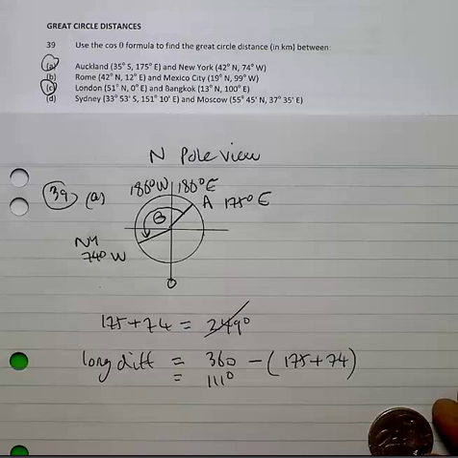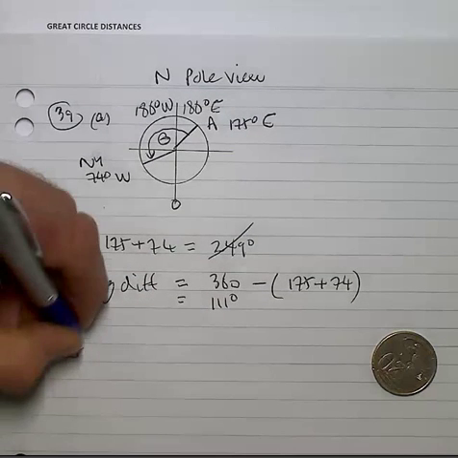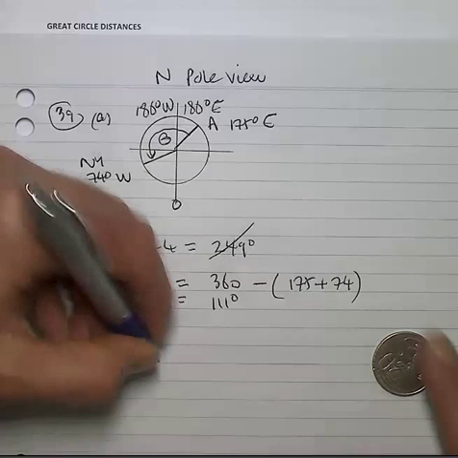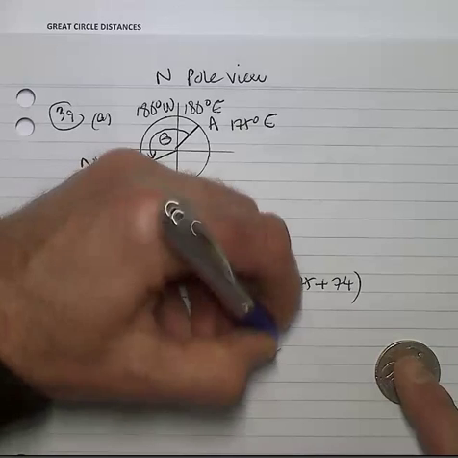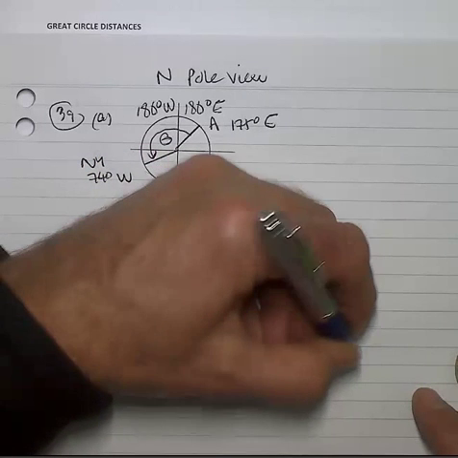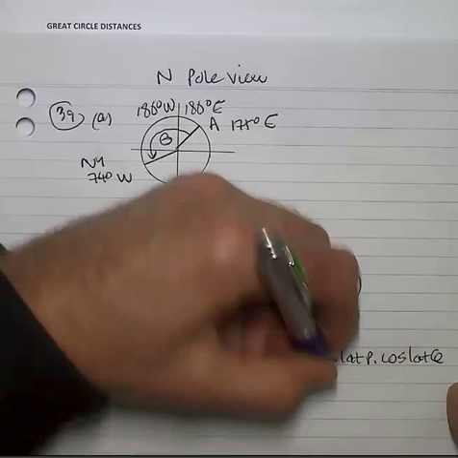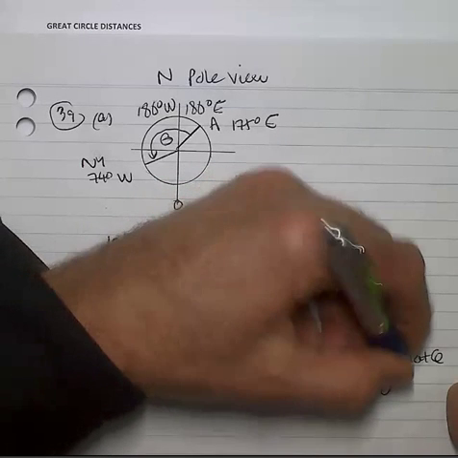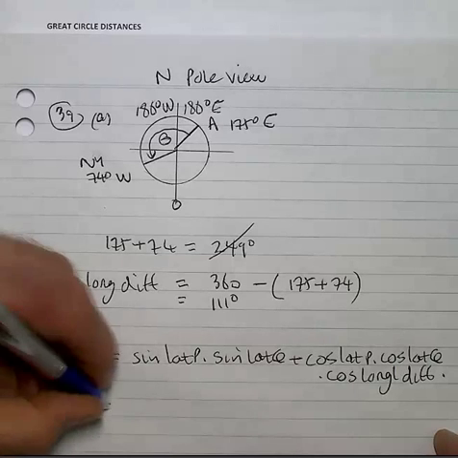With that information, I can put into the cos theta formula and find the theta subtended at the centre of the planet. So cos theta equals sine lat P, sine lat Q, plus cos lat P, cos lat Q, times the cos of the longitudinal difference. Now it's quite a long formula.